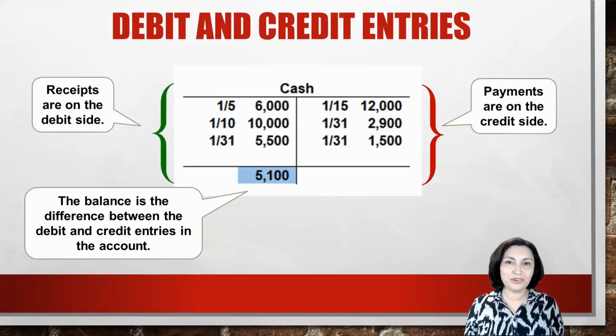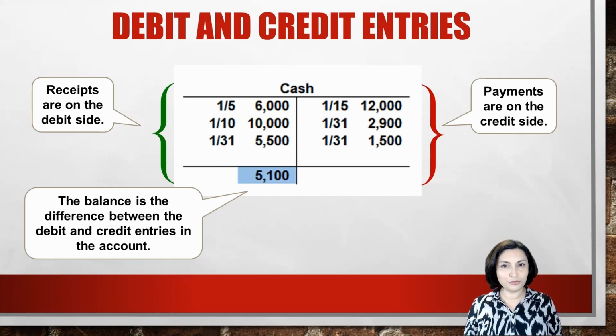Let's look at the example of a T account for cash. Note that in accounting, cash is not just coins and banknotes. It can also be a checking or saving account. Here are the dates and amounts of transactions that impacted the cash account of our sample company. Because cash is an asset and assets are increased by debit and decreased by credit, all receipts or increases should be placed on the debit or left side of the ledger account.